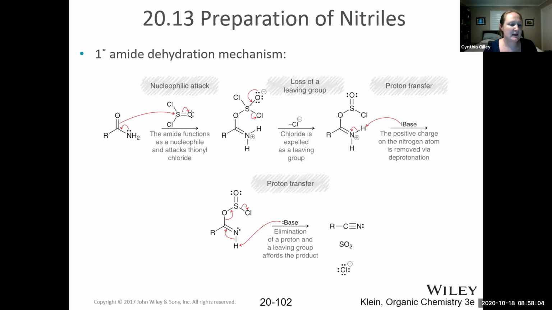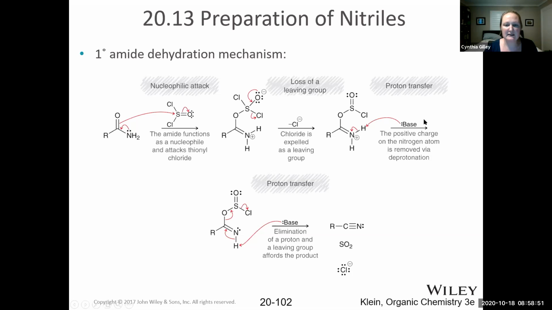Let's look at the mechanism of the reaction of a primary amide with SOCl2 to form a nitrile. If you draw out the resonance contributors of an amide, you'll see that the nitrogen has a partial positive charge and the oxygen has a partial negative charge. So it makes sense that the oxygen is more nucleophilic than the nitrogen, and it will be the atom that does the nucleophilic attack on the sulfur of the thionyl chloride. Once that happens, we can do a second step where we lose chlorine as a leaving group to regenerate a double bond, this time between sulfur and oxygen.